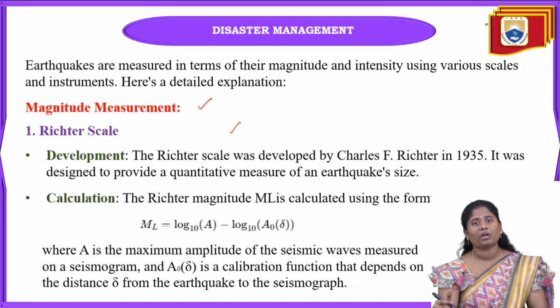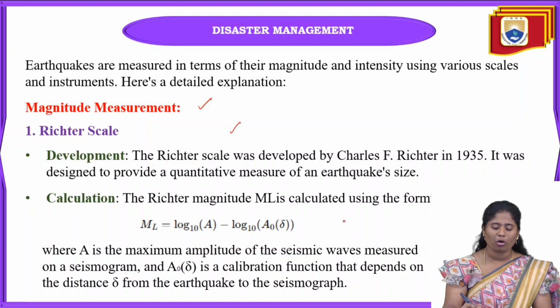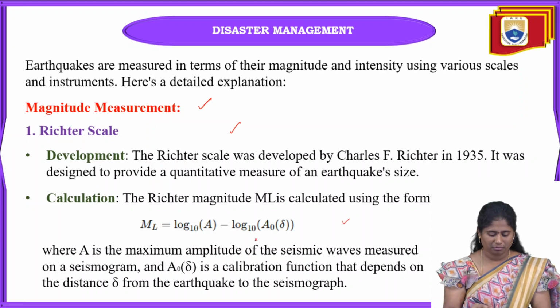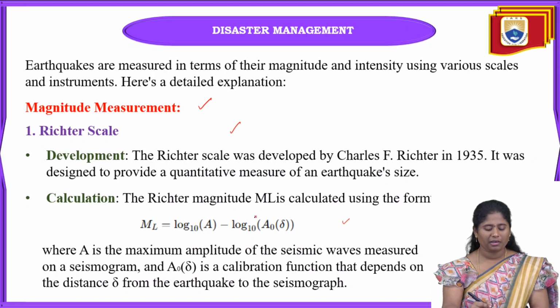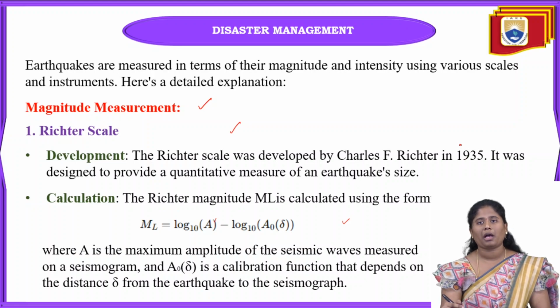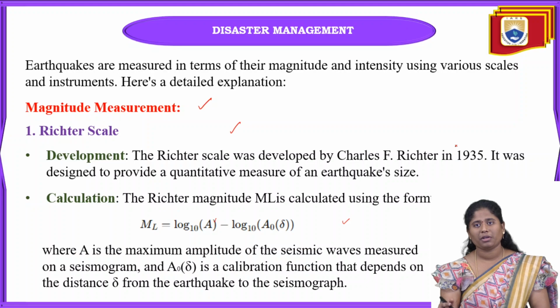Means how are we going to calculate this Richter scale? Here you can see the formula: ML = log10 A minus log10 A0(delta). This is the basic formula for the Richter scale, which we use to calculate the earthquake size. In this formula, A is nothing but the maximum amplitude of the seismic waves. We have to measure the amplitude of those seismic waves.